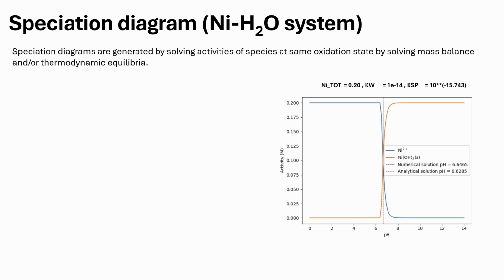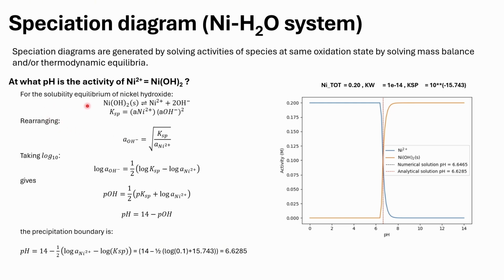And here, nickel 2 plus and nickel hydroxide both have an oxidation state of +2 and they compete with each other. Nickel 2 plus remains dominant in acidic condition while nickel hydroxide becomes dominant in the basic region. We can also calculate analytically at what pH the activity of nickel 2 plus will be the same as the activity of nickel hydroxide. For the solubility equilibrium, this is the expression, and we can determine analytically the pH at which their activities become equal.